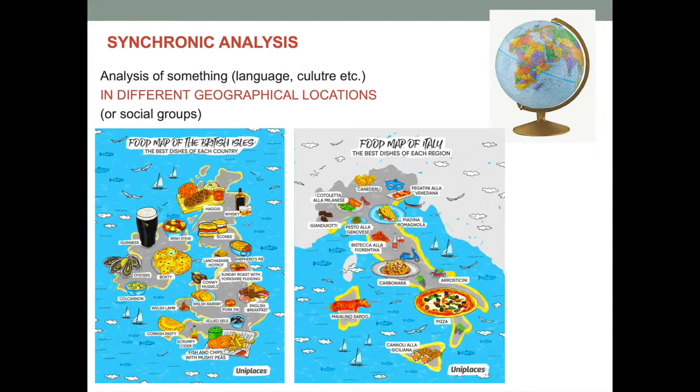Synchronic analysis, and here we have the example of foods, is the analysis of something, again, some aspect of culture, in different geographical locations. So, for example, in different social groups, in different countries. Like here we have two maps showing the food of the British Isles and the food of Italy. So, synchronic analysis is the same time but different place. The diachronic analysis is usually the same place but different time. And this time, of course, we are going to talk about the diachronic analysis of clothes, mostly in Britain, let's say, more generally in the Western culture. So that's basically the two words that I would like you to remember.